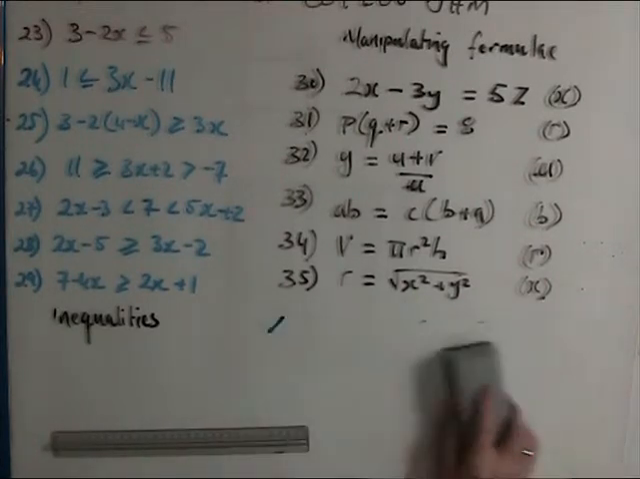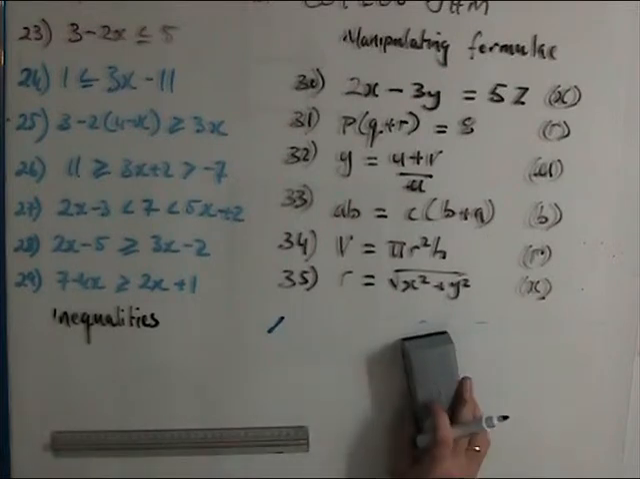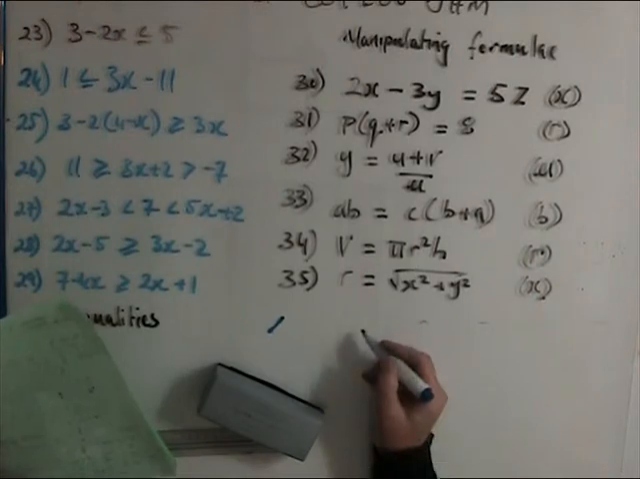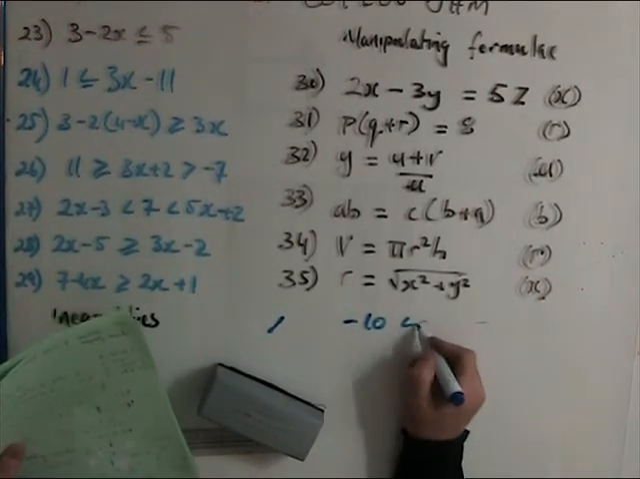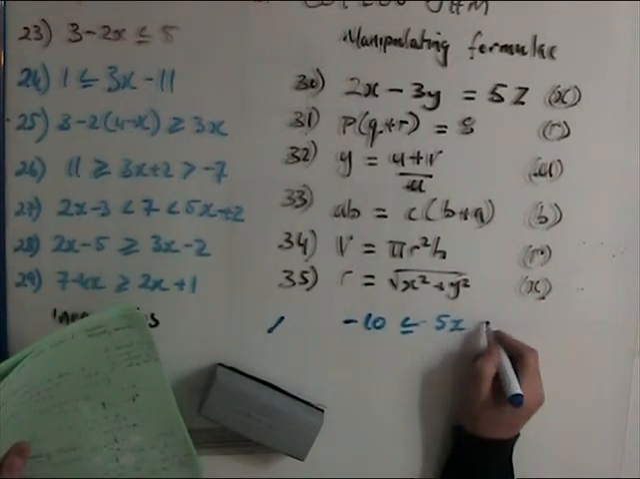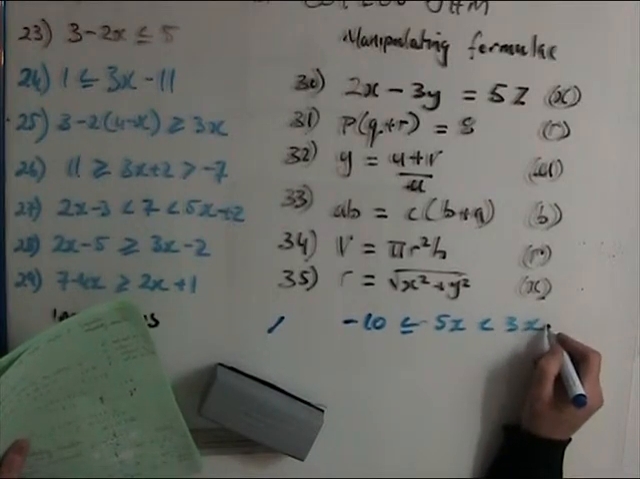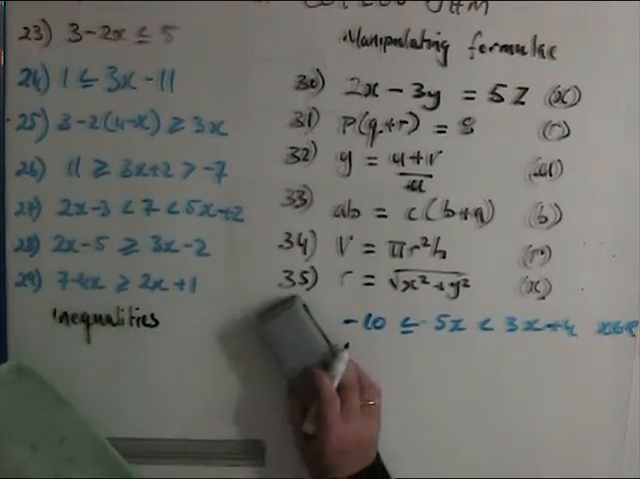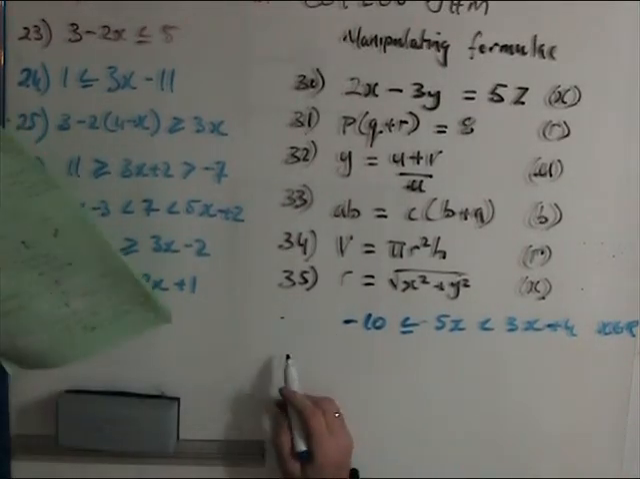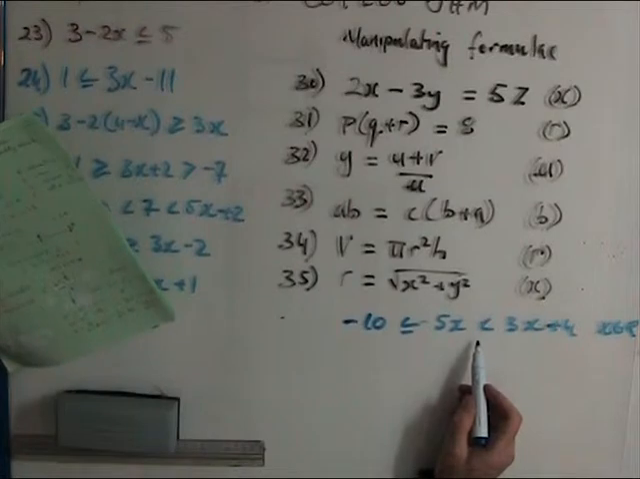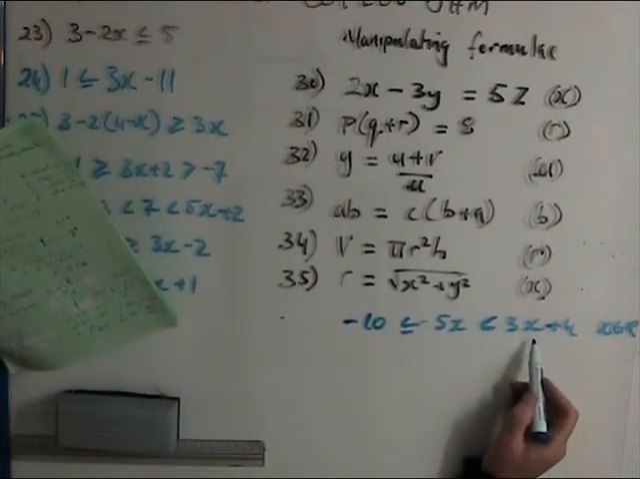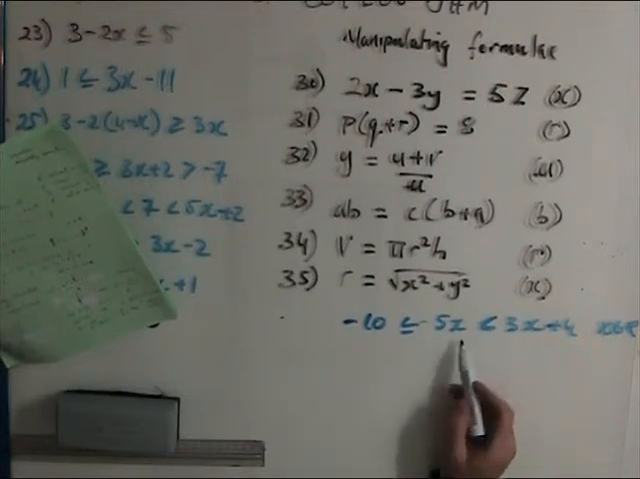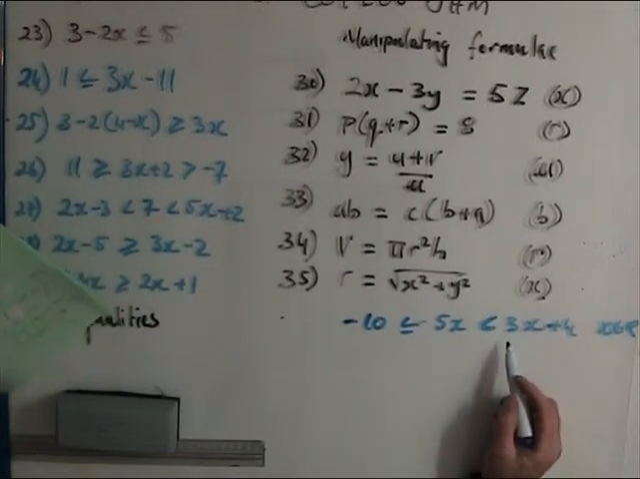Let's have a look now at another question. Right, so we're going to change the direction of the sign. Now here's another one. Minus 10 is less than or equal to 5x, which is less than or equal to 3x plus 4. x is an element of R. Right, so what do I do here? You see, you've got a couple of x's here. You've got two inequalities really, but it's fairly simple to do.